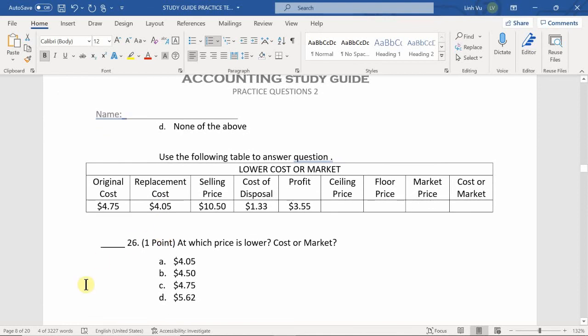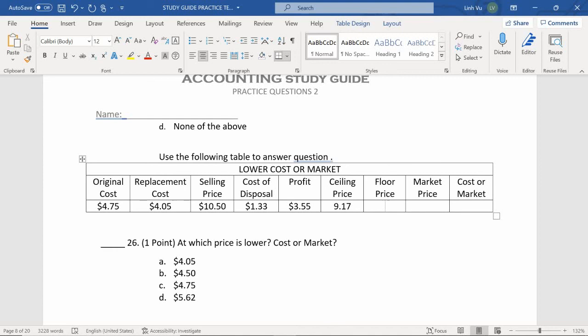All right, so here we have lower of cost or market. If I purchase something originally for $4.75 each, and the replacement cost is going to be $4.05, I sell the product for $10.50, and the cost of disposal is going to cost me $1.33. And the amount of profit I want to gain is $3.55. So, how do I solve? Good. $10.50, the selling price, minus the disposal cost of $1.33, is $9.17. $9.17 for the ceiling.